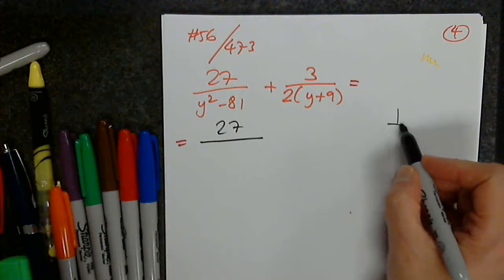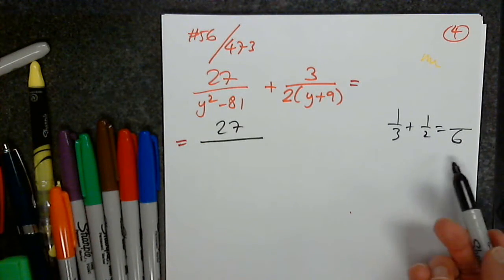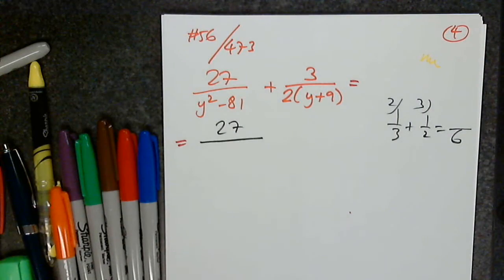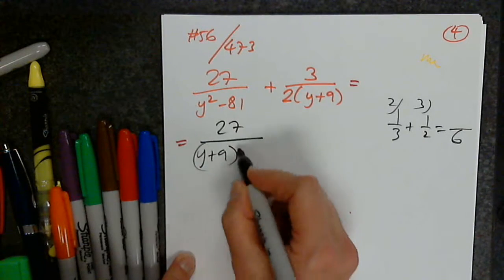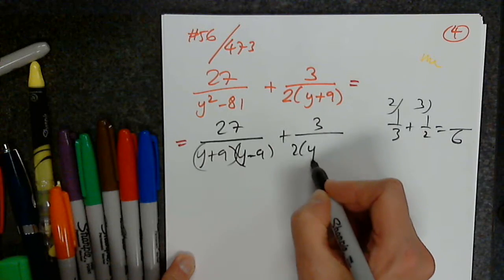So for example, when I have 1/3 plus 1/2, the denominator is 6. 3 was multiplied by 2. 2 was multiplied by 3. Okay, what do we do with the first fraction? Can anyone dictate? No, I want to factor the denominator. If I don't factor the denominator, I will not know what to do. (y plus 9) times (y plus 9)(y minus 9)? Very good. Plus 3 over 2(y plus 9).